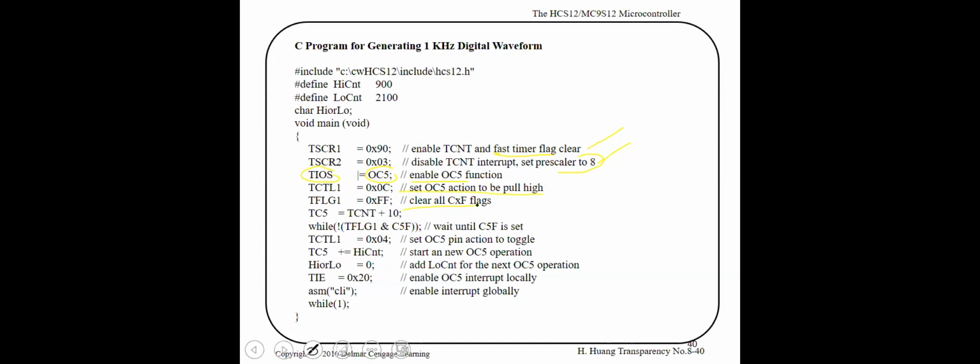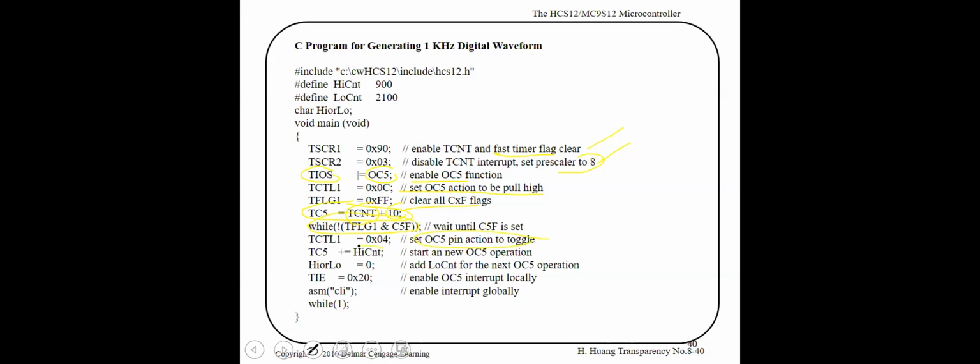We clear all the flags. Here is how to use the capture function. We read the counter register, which is the free running timer register. We add 10 cycles to it, which is this very short time to initialize the pin. Then we wait for the flag to be set. As long as it is not set, then there is no successful comparison, so we need to wait. Otherwise, we move on and set the pin to toggle.